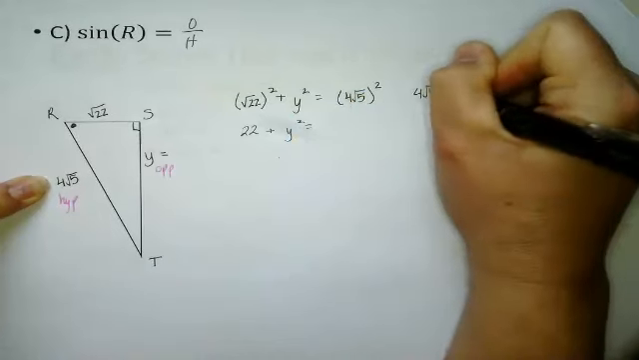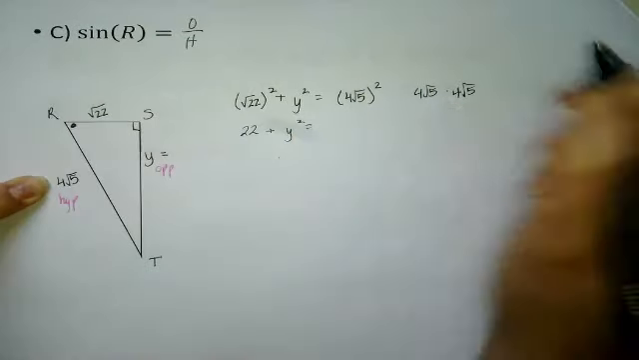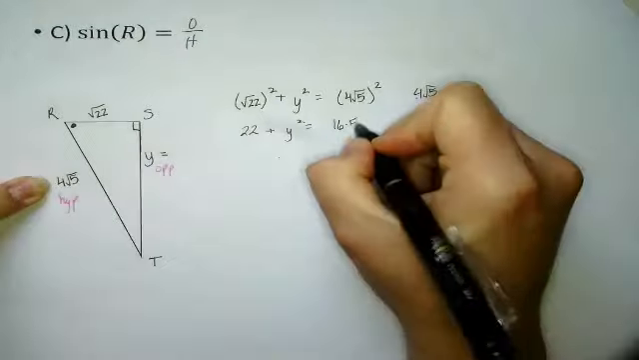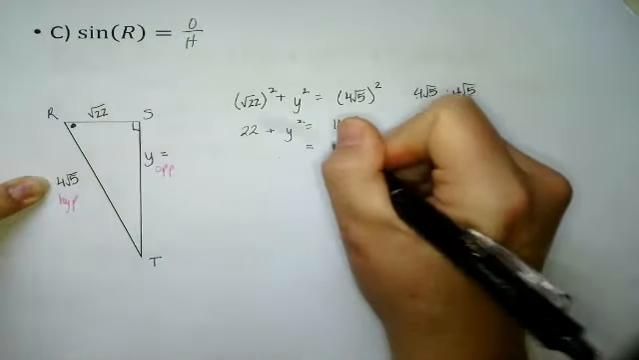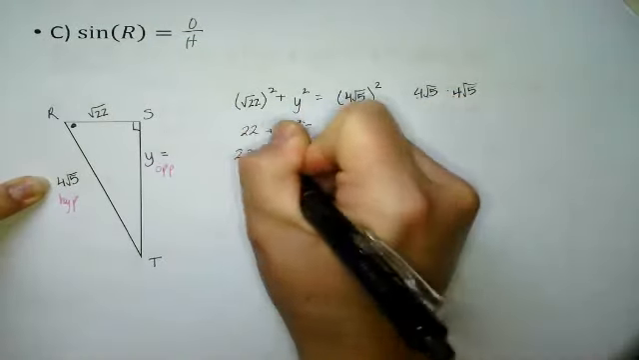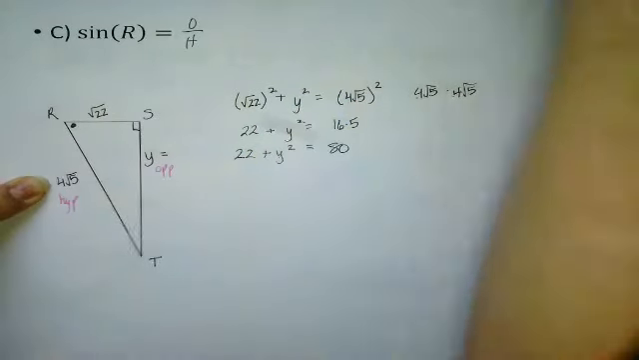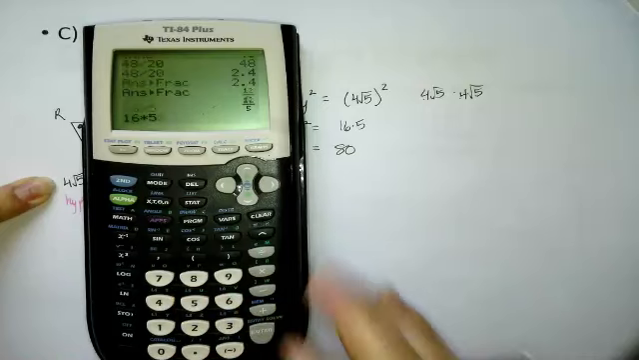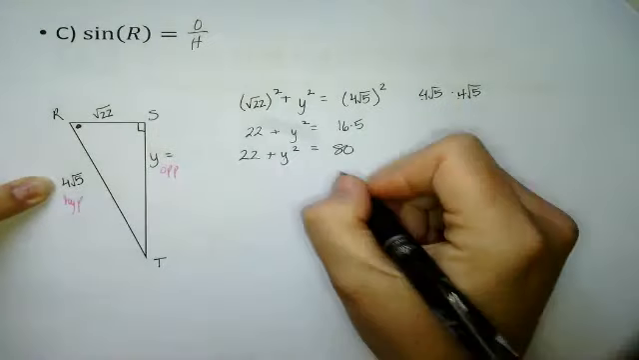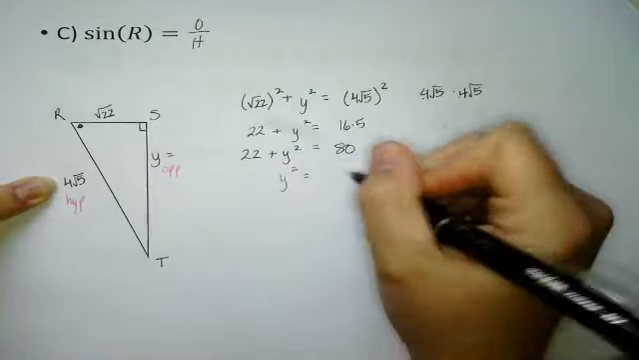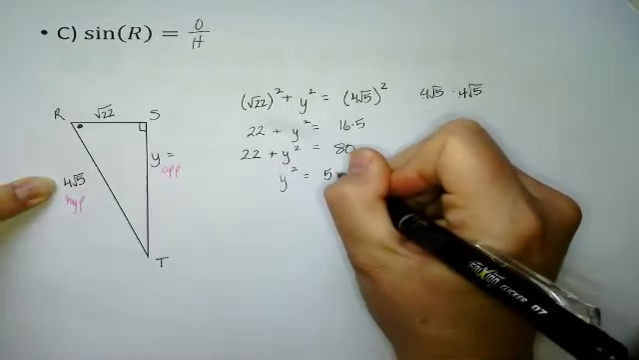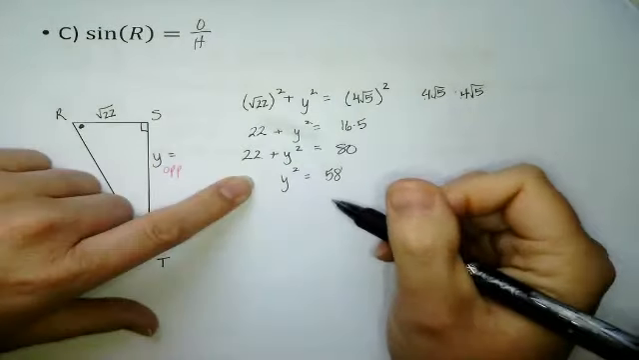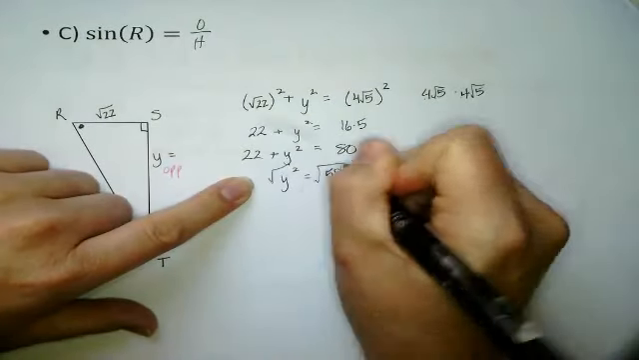Let me write it out. Well, that's 4 times 4, which is 16. And then radical 5 times radical 5, which is 5. So 16 times 5 is 80. I better check that. I think it's 80. It is 80. Oh, good. Okay. I'm going to go ahead and subtract 22. What is that? 60, 58? Yeah. All right. And then we can take a square root of both sides.